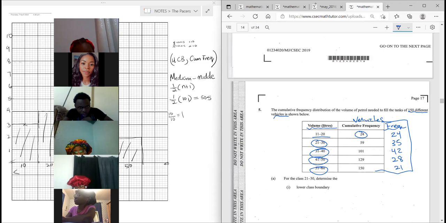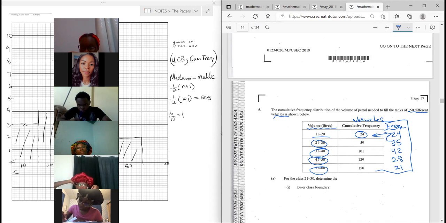So remember, to find a cumulative frequency, you add up the frequency. But if you have your cumulative frequency and you're working backwards, you could just subtract it. Because remember, you were adding them, right? So your frequency and your cumulative frequency is the same thing to start. And then to get your cumulative, you say 24 plus 35, giving you 59. Then 49 plus 42. And then 101 plus 28.